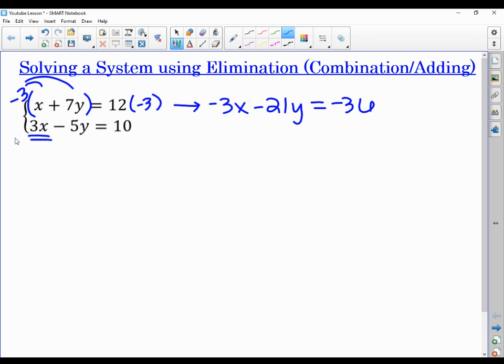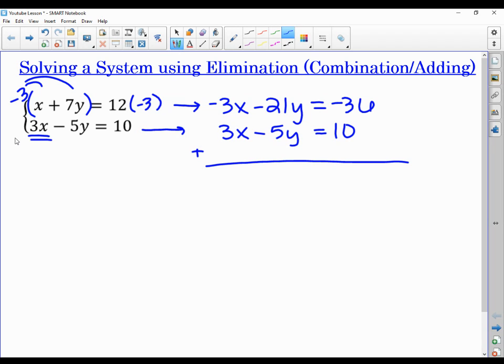Great. Now let's bring over our bottom equation. 3x minus 5y equals 10. Awesome. Again, notice it's important. Please line up your variables, line up your x's, line up your y's, and your constants. Great. So now we are ready to eliminate.